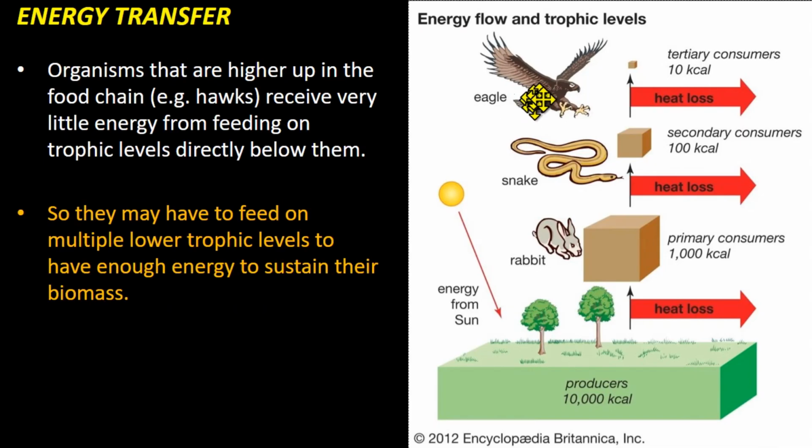So organisms that are high up in the food chain, for example hawks or the eagles in this case, receive very little energy from feeding on trophic levels directly below them. For example, when the eagle eats the snake, it only gets 10 kilocalories. But if the eagle was to feed on the rabbit, it would get much more. So in this case here, they may have to feed on multiple lower trophic levels to have enough energy to sustain their biomass.